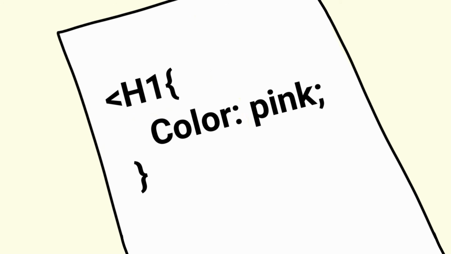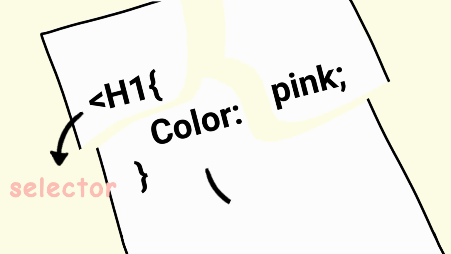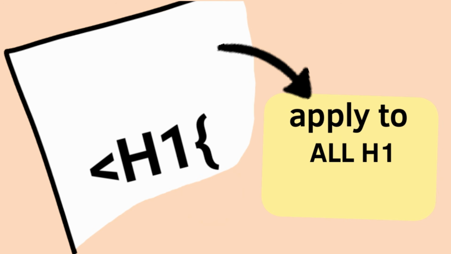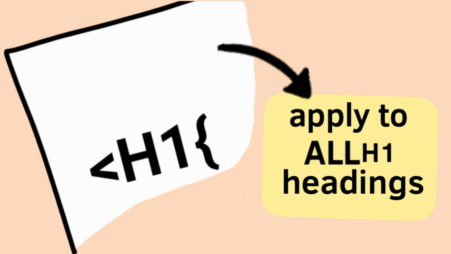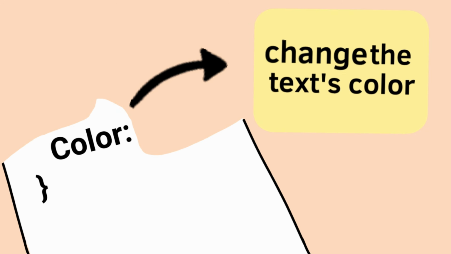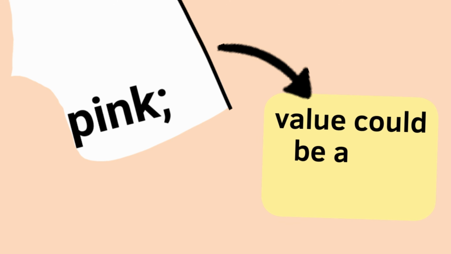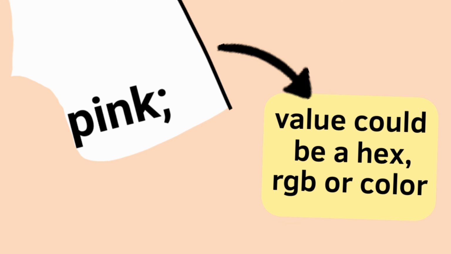This one line is made of 3 parts: the selector, the property, and the value. The selector is what we're styling, so h1 means apply the styling to every h1 heading in my HTML code. The property is what we want to change. In our code, this property is color, which means that we're changing the text's color. The value is what we're changing it to. We input pink, but the value could be a hex, RGB, or another named color.